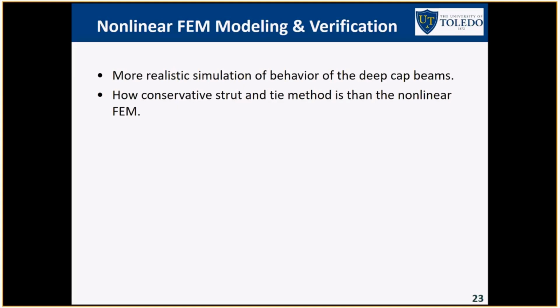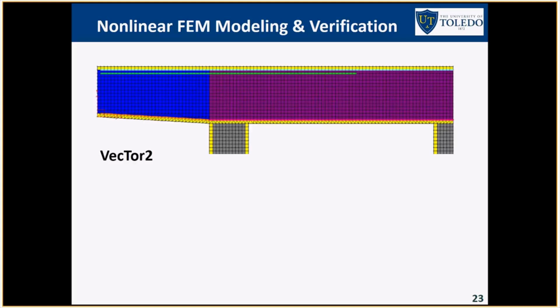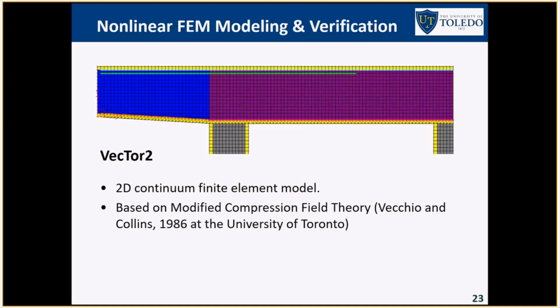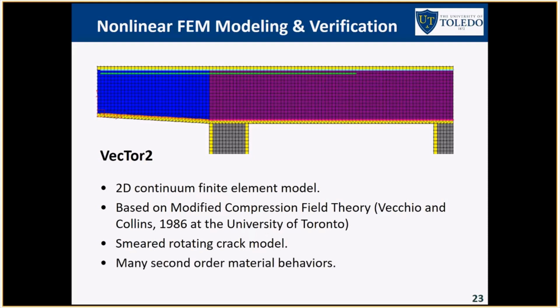For this purpose, we chose a software called Vector2. Vector2 creates a two-dimensional finite element model, and this program is based on modified compression field theory. AASHTO is also based on modified compression field theory, and this program models concrete as a smeared rotating crack. Many second-order material properties are considered in Vector2, like compression softening, tension splitting, and tension stiffening.